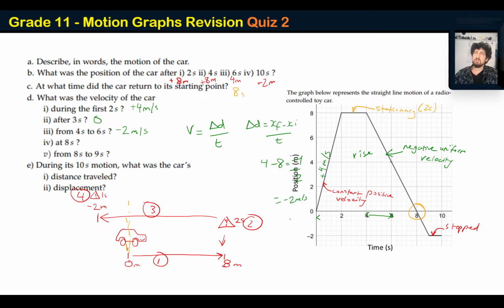But you don't have to do all of that. You can just go rise over run, which is 4 over 2. And then because it's going downwards, it's negative. So it's negative 2.